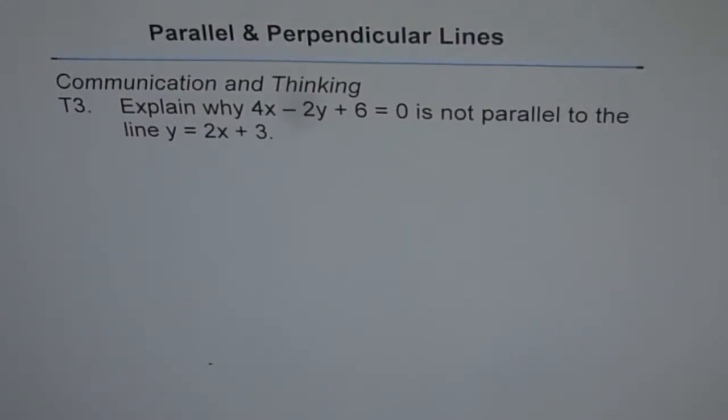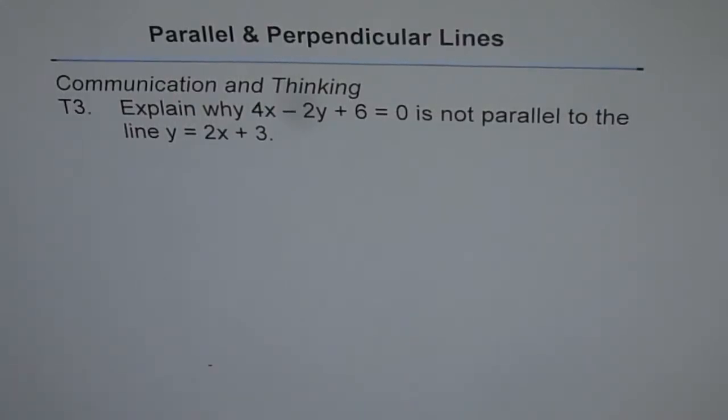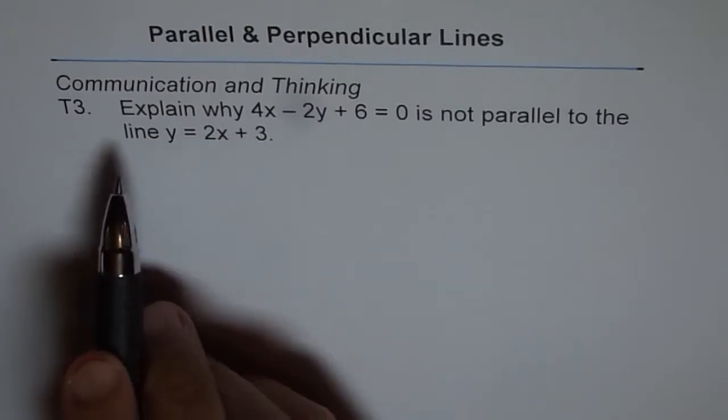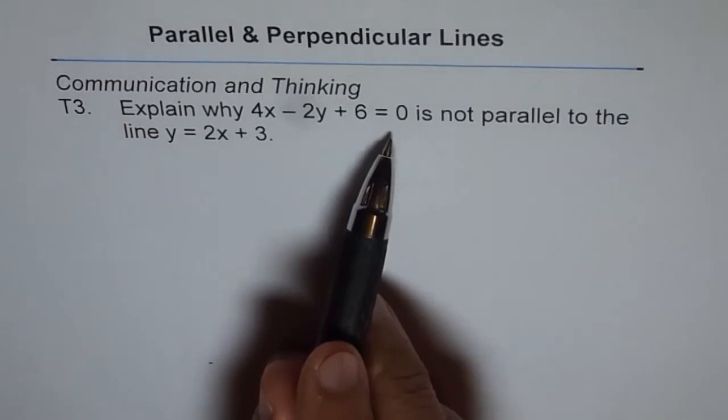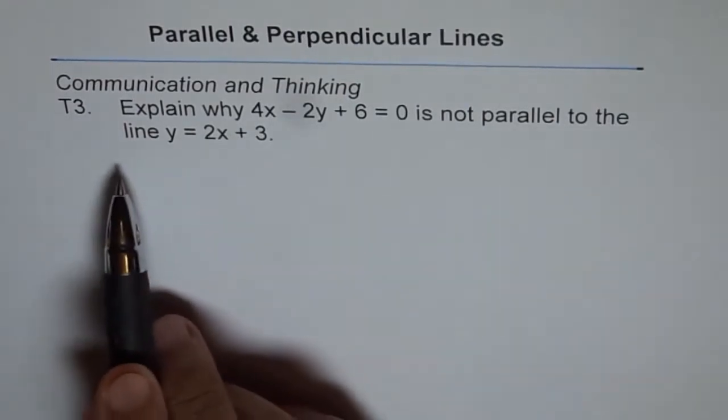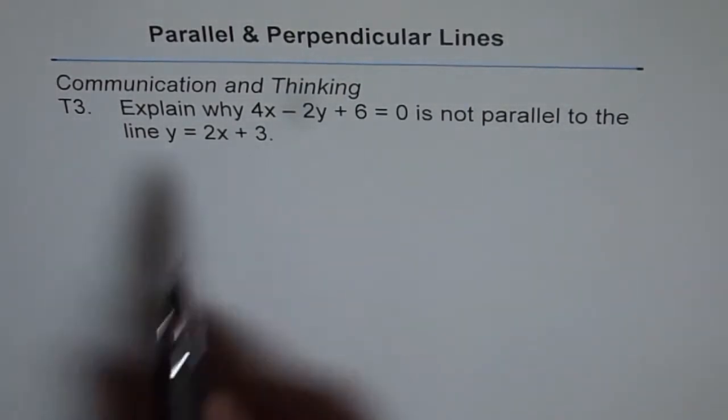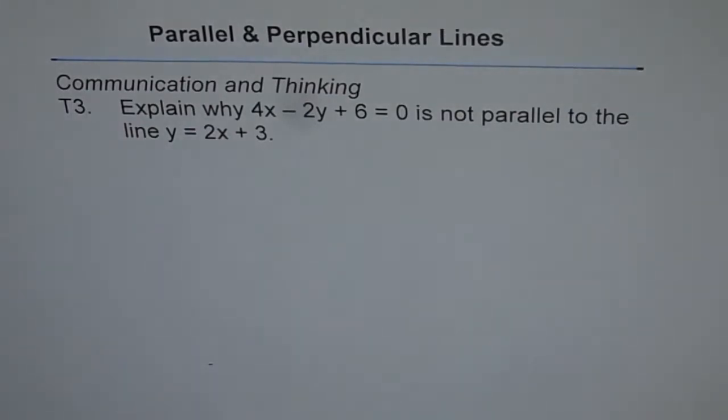Parallel and perpendicular lines, communication and thinking problem, T3. Explain why 4x minus 2y plus 6 equals 0 is not parallel to the line y equals 2x plus 3. Now, how will you do this?